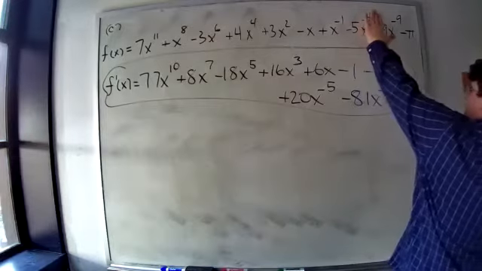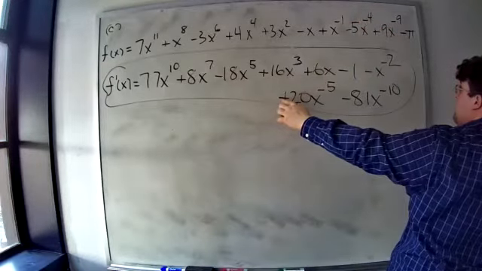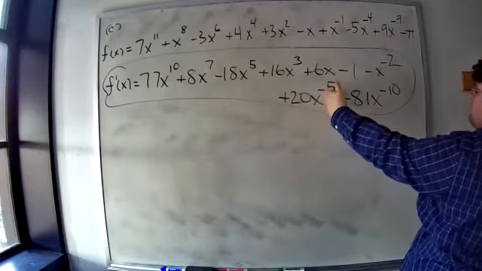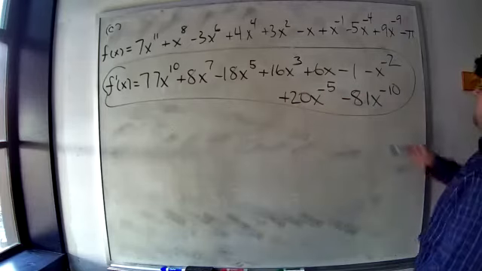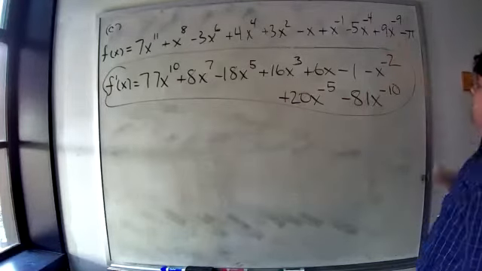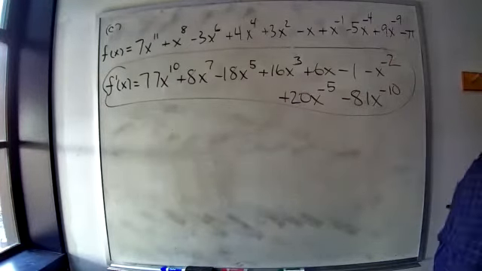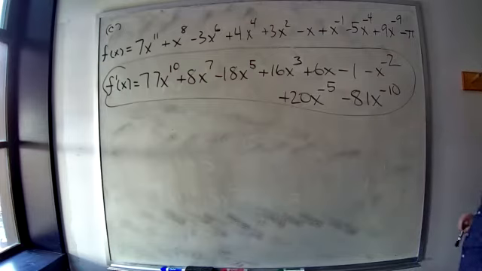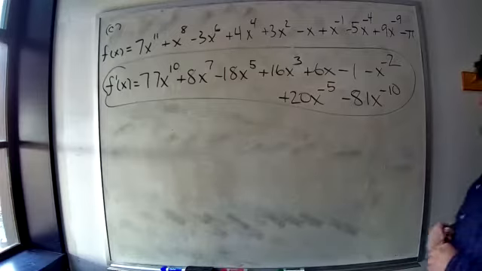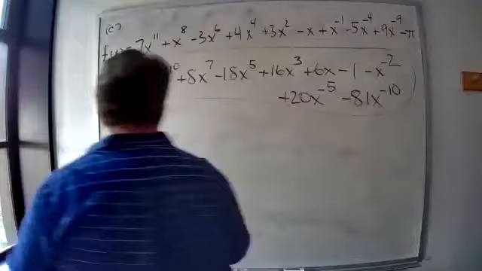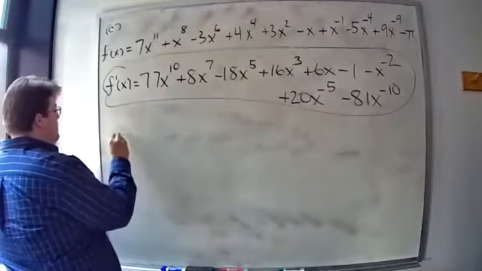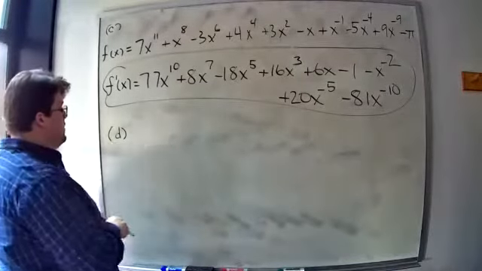Here, negative 5 times negative 4 gives us this positive 20. Subtract 1 from the exponent. Here, positive 9 times negative 9 gives us negative 81. Subtract 1 from the exponent. Pi is a constant, so the derivative of pi is 0. Any questions about part C?